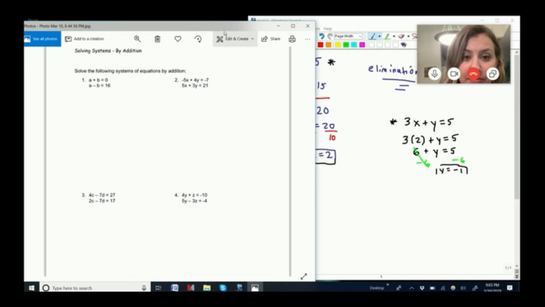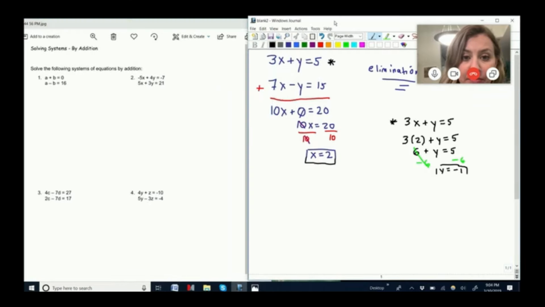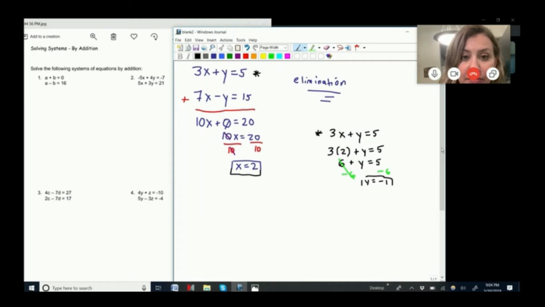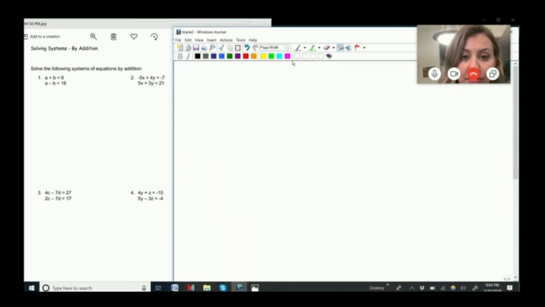Here's what I'm going to do. All right, so in case this is ever an issue, I could just put this off to the side and just transfer it over here. So I'm actually just going to transfer it to the whiteboard then. All right, so we're going to erase all this, and I'm going to write it. All right, so number 1 is a plus b equals 0. And then we have a minus b equals 16. Now, is that big enough for you? Can you see that okay?